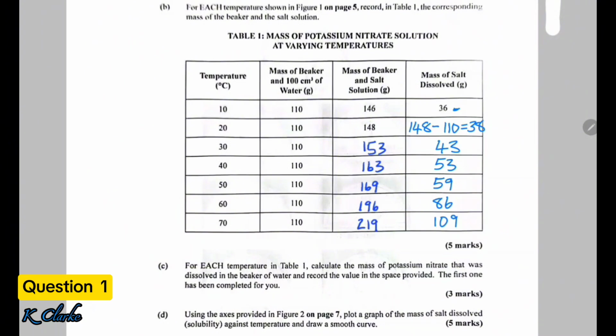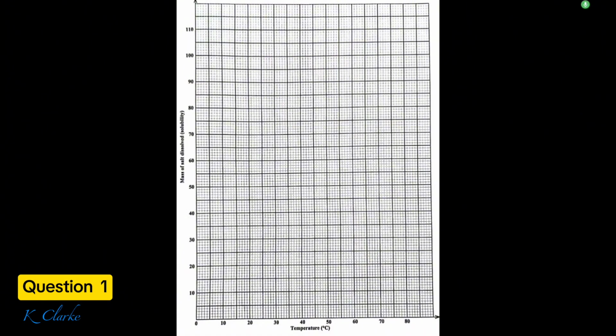D. Using the axes provided in figure 2 on page 7, plot a graph of the mass of the salt dissolved against temperature and draw a smooth curve. Page 7, which we will be using to plot our graph. Now I like to label the y and x axis. I'm just putting y above 110 grams and I'm just putting my x right there.